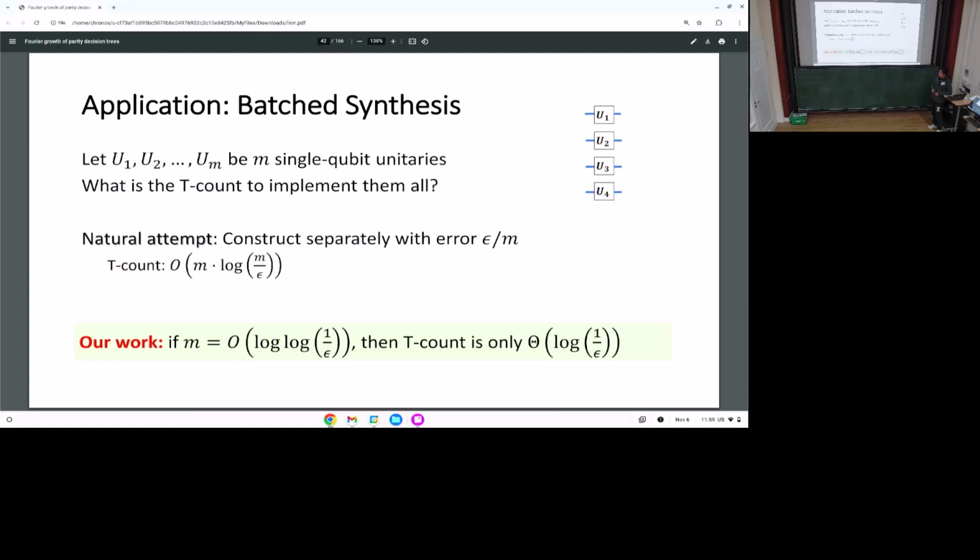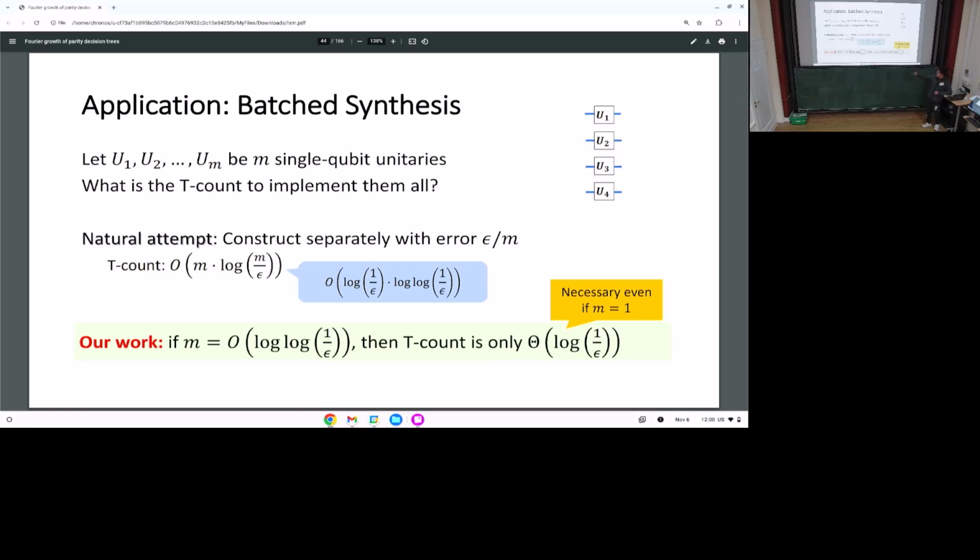And what we show is, if m is not too large, but still super constant with respect to epsilon, then you don't need to pay that. The cost will still be log 1/epsilon. So if m is as small as log 1/epsilon, then you can implement all of them with the cost of log 1/epsilon. And recall that this log 1/epsilon is necessary even if you only implement one. So in other words, with the cost of implementing one, you can implement more.